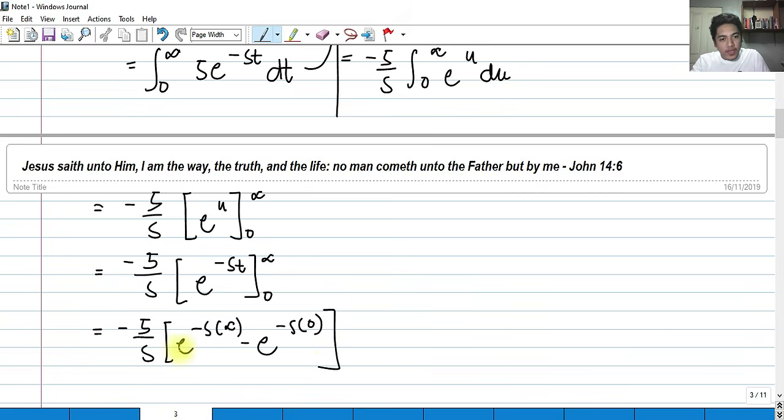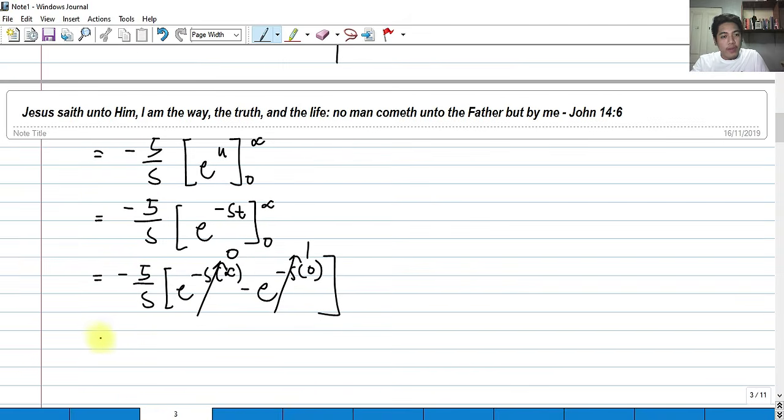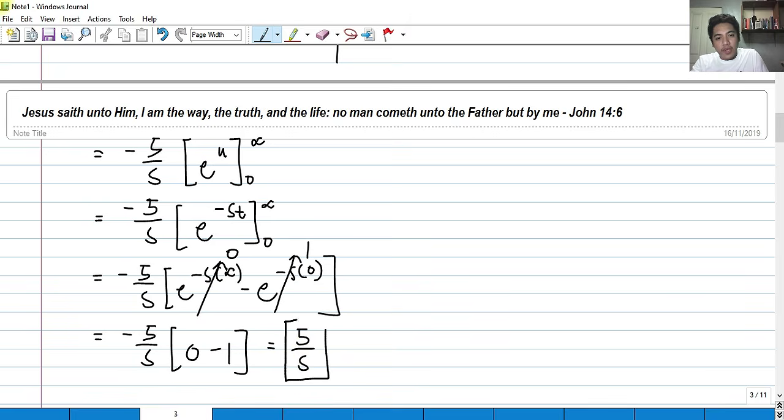multiplied by 0. E raised to negative s multiplied by infinity is simply equal to 0. E raised to negative s times 0, this is e raised to 0, which happens to be equal to 1. So what will happen? We have negative 5 over s multiplied by 0 minus 1. This is e raised to 0, which is 1. We have a negative here, so we have negative 1. So that is equivalent to 5 over s. So simply, the Laplace transform of the constant 5 is 5 over s.